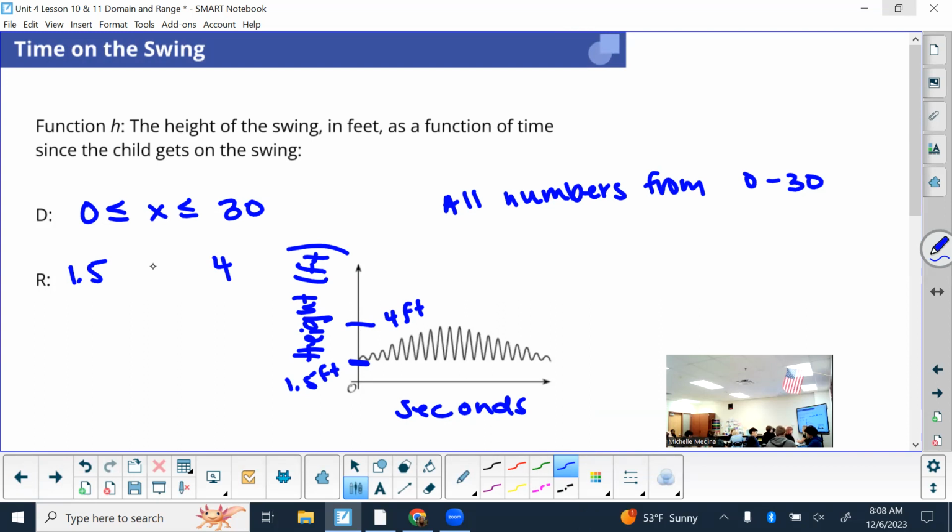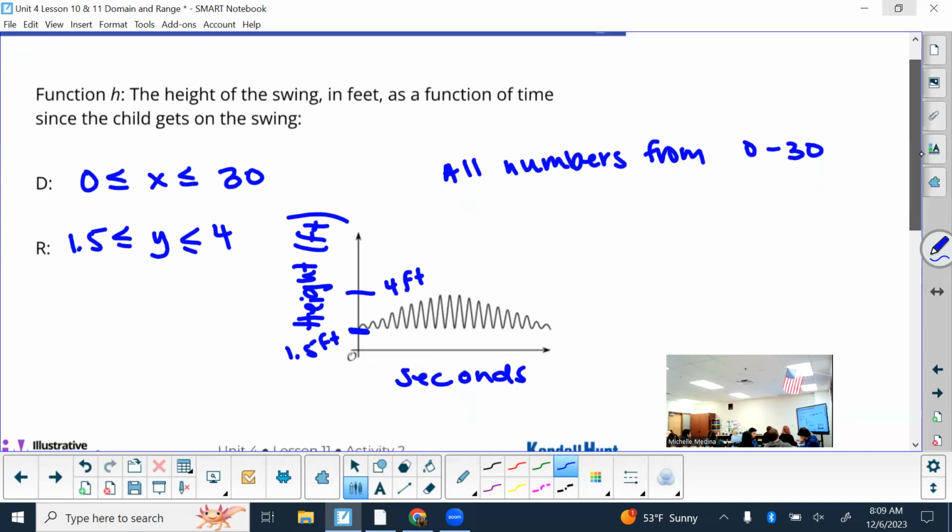So back to your definition, range refers to all the, so I'm going to use the letter Y. And then if you always put your lower number here, your higher number there, it would always be this symbol. All these Y's on my line are bigger than 1.5, but smaller than 4, and it includes those numbers. Make sense?